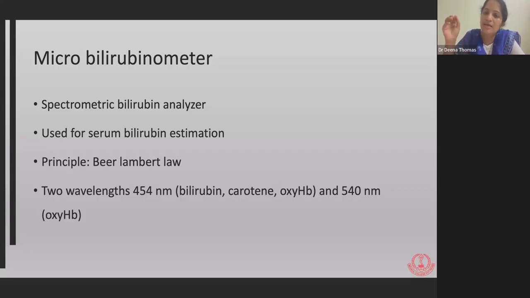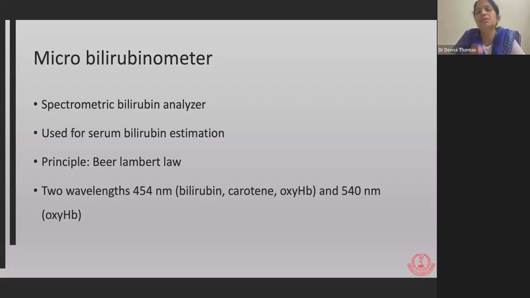What happens is that lights of two wavelengths are passed through the serum. The 454 nanometer will be absorbed by bilirubin, carotene, and oxyhemoglobin, whereas 540 nanometer will be absorbed by only oxyhemoglobin. So the oxyhemoglobin will be taken care of by passing two lights of different wavelength through it. Carotene, thankfully, is negligible in neonates. You should take care that this method is reliable only in the neonatal period.